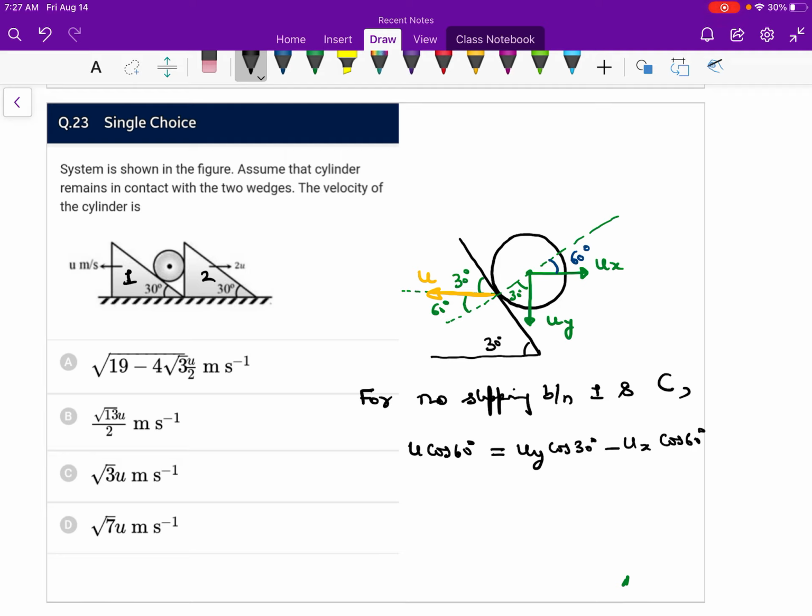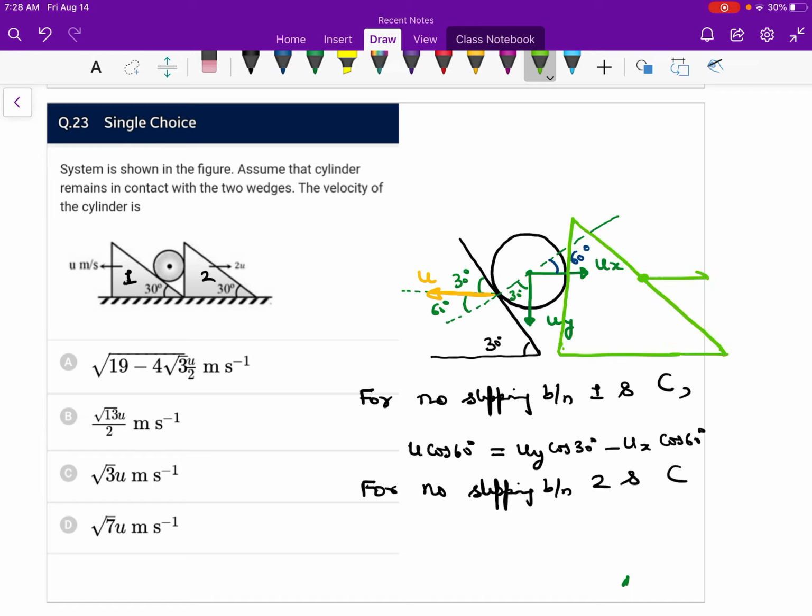Okay, and for no slipping between wedge 2 and the cylinder C. See, wedge 2 has velocity towards the right horizontally. So along the common normal, velocity should be the same. Both 2u and ux have the same velocity along the normal.